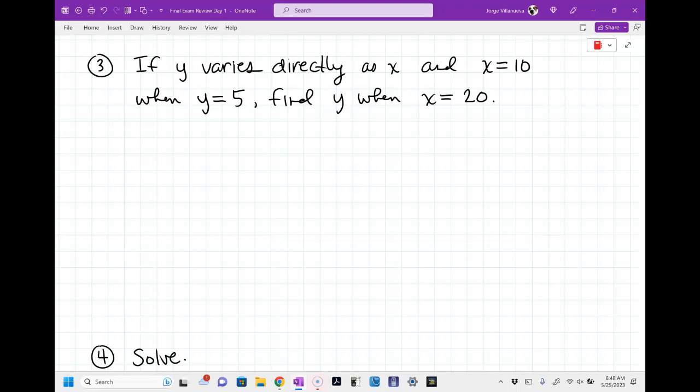So right here I see x is 10, y is 5. Find out what y is when x is 20. I notice x went up. That means y is going to be bigger. So direct variation, they both do the same thing, both up or both down. Okay? So here we go. Your formula for direct variation looks like this. y over x equals k. And remember, you always write it twice.